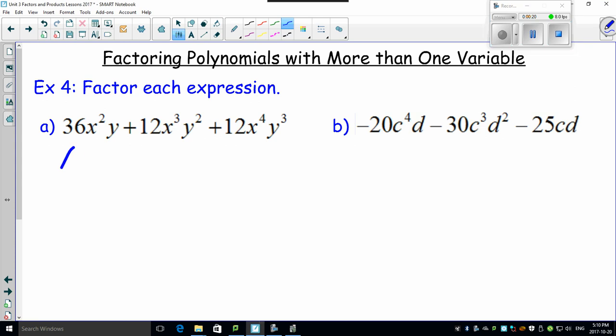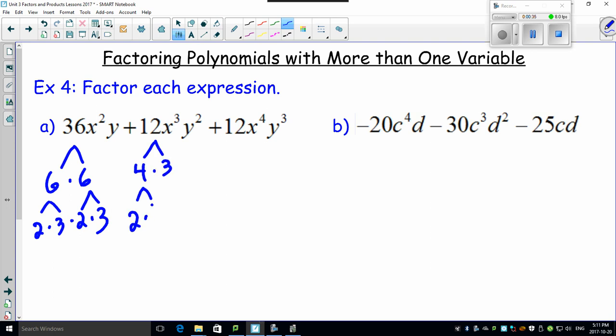Look at 36. You know and I know that 36 is actually 6 times 6. Break that down. That's 2 times 3. This is 2 times 3. Wonderful. Now look at 12, which we know is 4 times 3, which is, again, 2 times 2 times 3. Look, 12 here is the same thing, so I'll just write it out. 2 times 2 times 3.